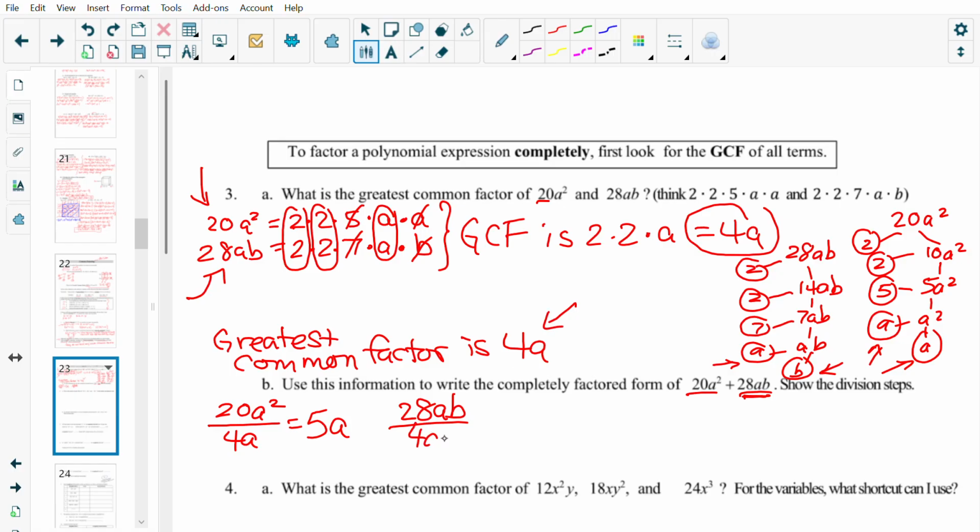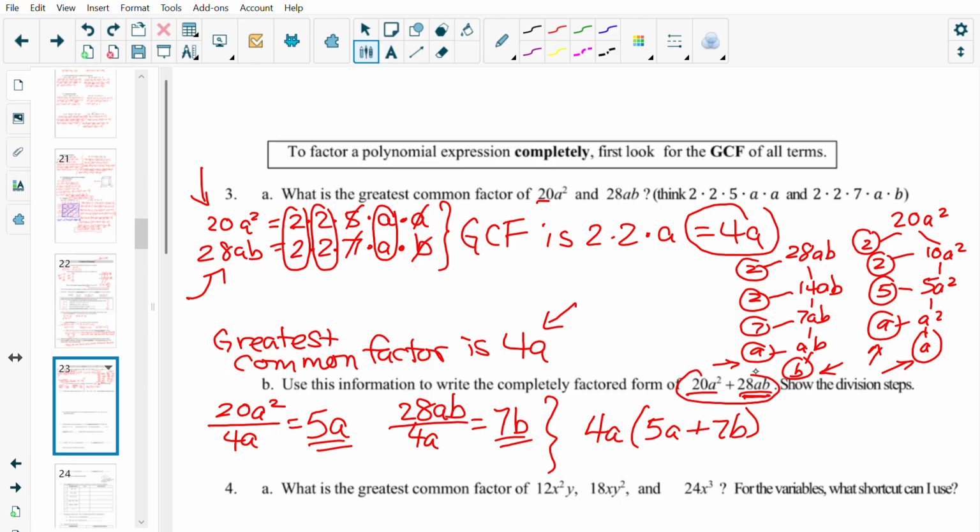28ab divided by the common factor of 4a. 28 divided by 4 is 7. A divided by a is 1, so I'm left with b. So what does this look like if I write it left to right? I'm showing you the division steps. If I factor out a 4a, inside the brackets I'm left with 5a plus 7b.